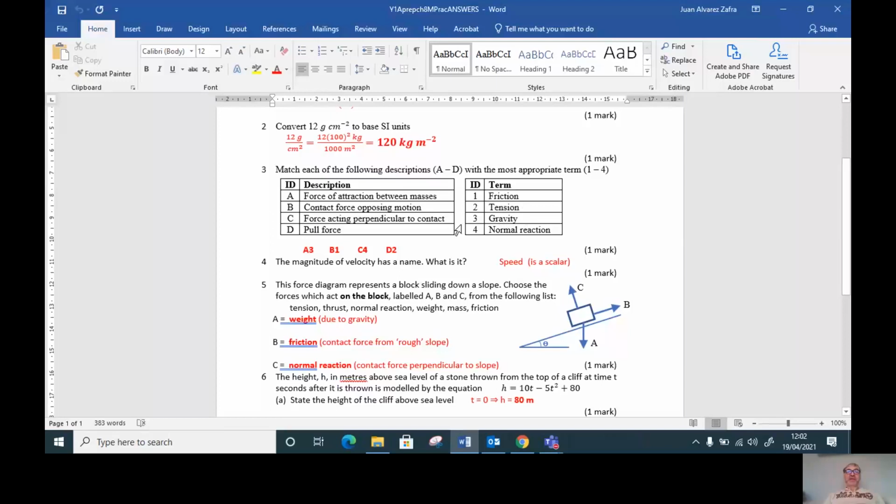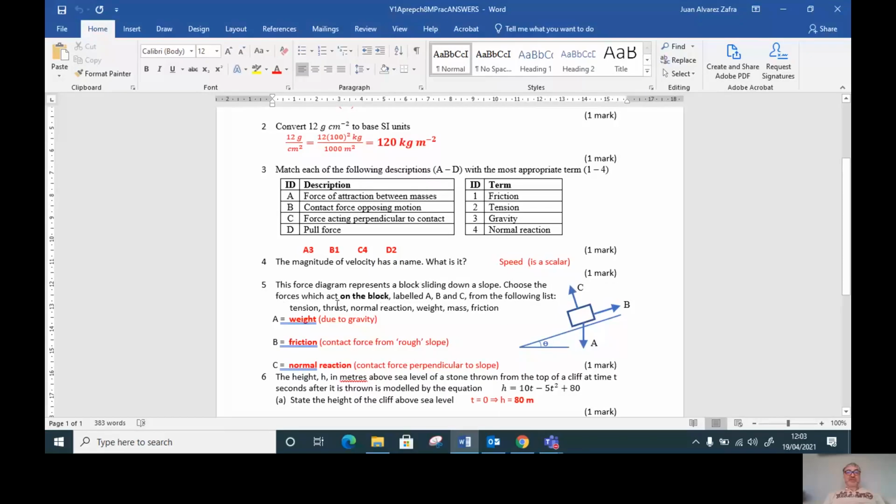Gravity is a force of attraction between two masses. So for example, yourself and the Earth, each pulls on each other. And then normal reaction force is a force which acts perpendicular to contact. So we have two contact forces here, the normal reaction force, which is perpendicular to the contact, and the frictional force, which resists motion in the opposite direction to which the two objects in contact are trying to slip over each other.